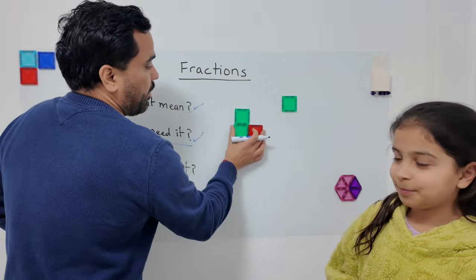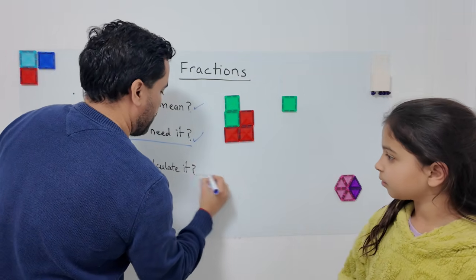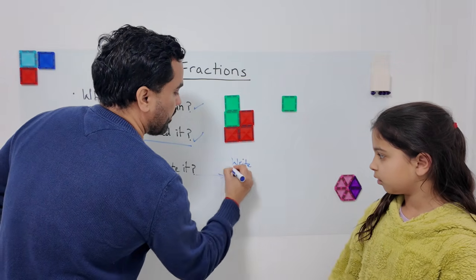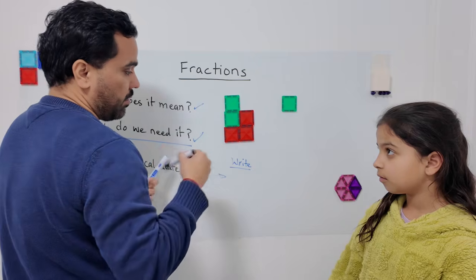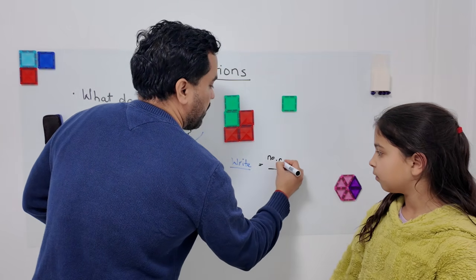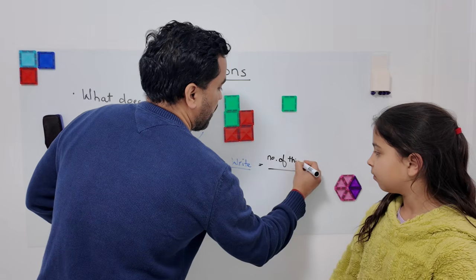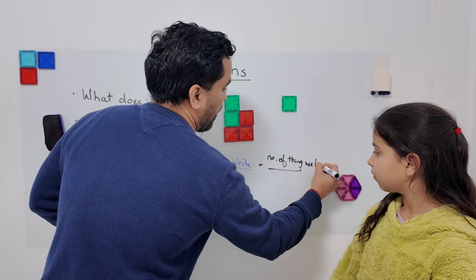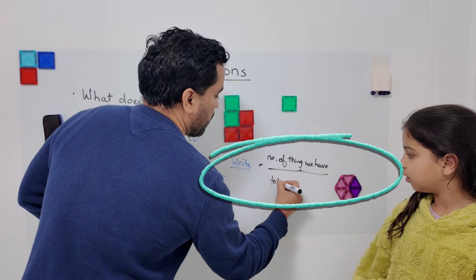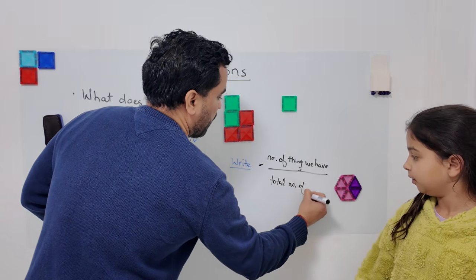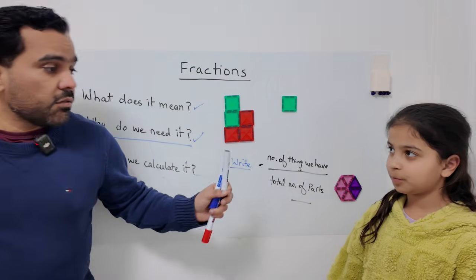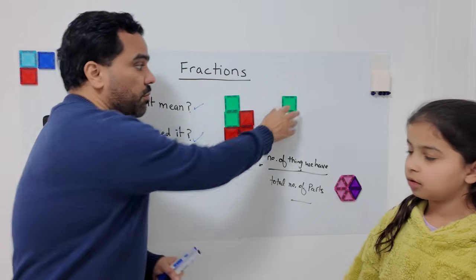So to write fractions, let's see how we write it before we calculate. In maths, as you said, we write it as the number of things we have divided by the total number of parts. This is one example.